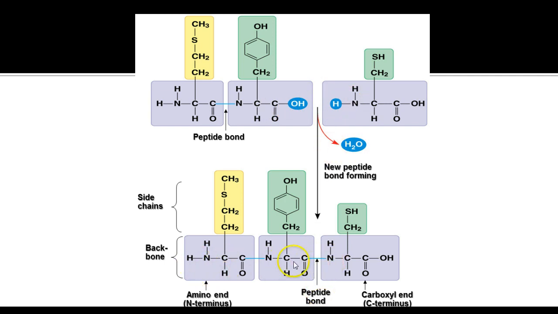So here we have a polypeptide made of 3 amino acids. We have the N terminus, the amino end of the chain, and the carboxyl end, or the C terminus of the chain, and the different side chains attached to the different amino acids. For every two amino acids that join together, there will be 1 peptide bond. For 3, there will be 2. For 4, there will be 3, and so forth.